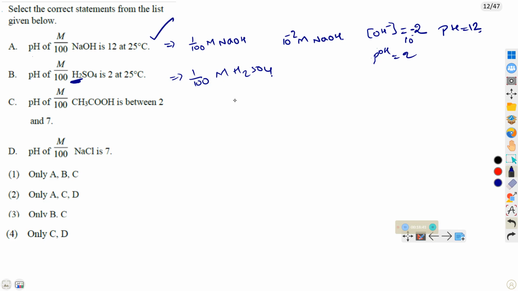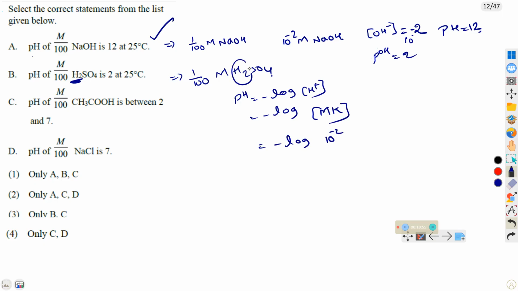Now pH is equal to negative log of H plus ion concentration. H plus ion concentration means molarity into valency. Molarity is 10 power minus 2. Valency, number of replaceable hydrogen atoms, is 2. So you will get 1.6990, not 2. So the second statement is wrong.